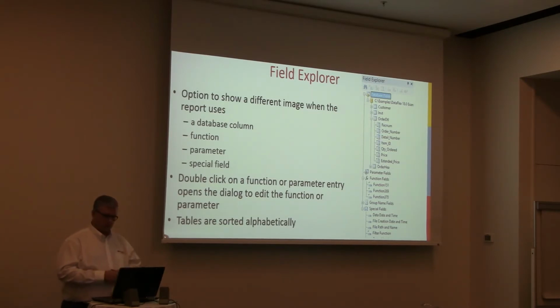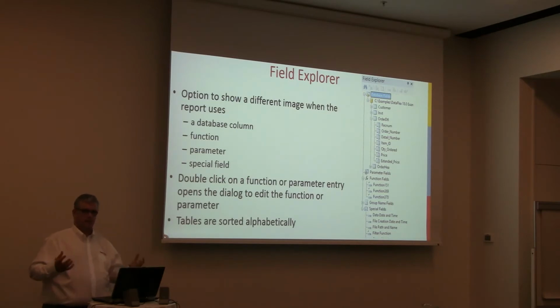The Field Explorer itself has been enhanced with a feature that can show a different image when a database field, a function, a parameter, or a special field is in use. You can see that there's a small V in the image there. Currently we're working on a speed improvement for that. For smaller reports it worked fine, but we got a couple of very heavy reports, and it turned out that it was taking way too much time, so I'm trying to make that faster, and that will succeed. But it is not in the current version.